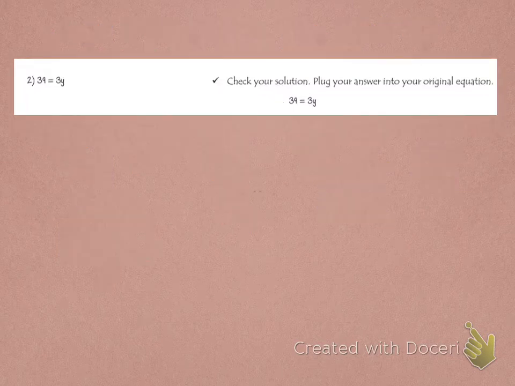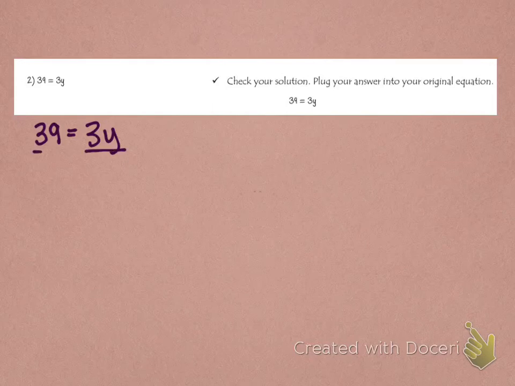Okay, next problem. I'm going to write this. 39 equals 3y. Again, a number next to a variable indicates multiplication. So we're going to use the inverse operation, which is division. Remember, we write our fraction bars for our division, and we divide by the number that's next to the variable. In this case, 3 is next to the variable, so we're going to divide by 3 on both sides of the equal sign. 3 divided by 3 is 1, and 1 times y is just y.